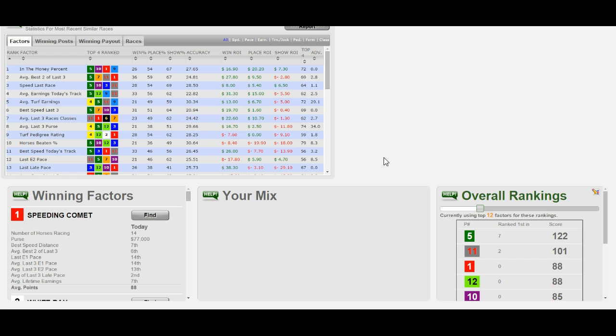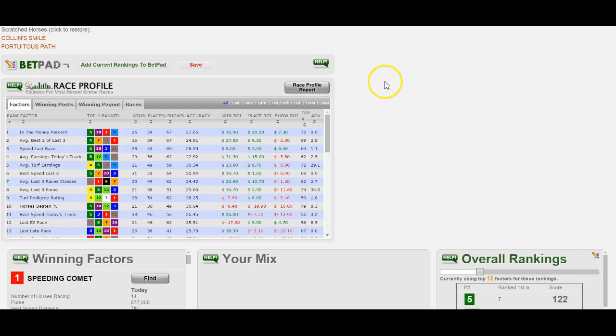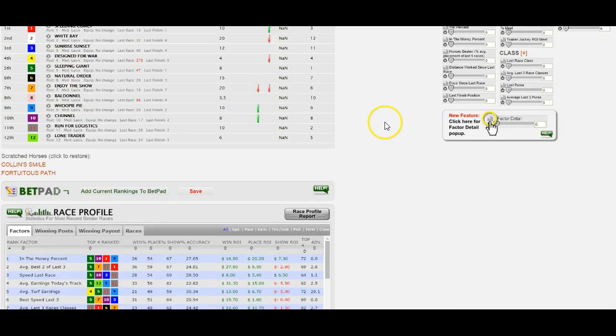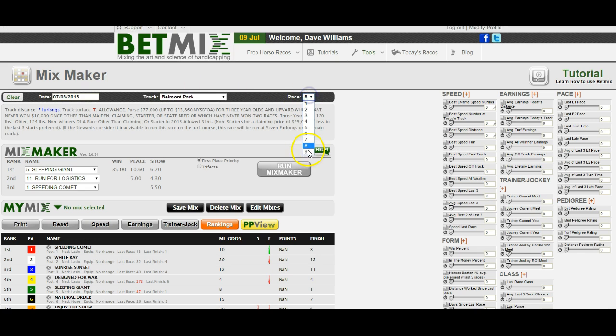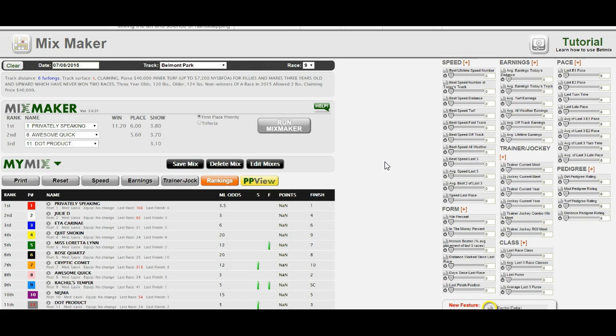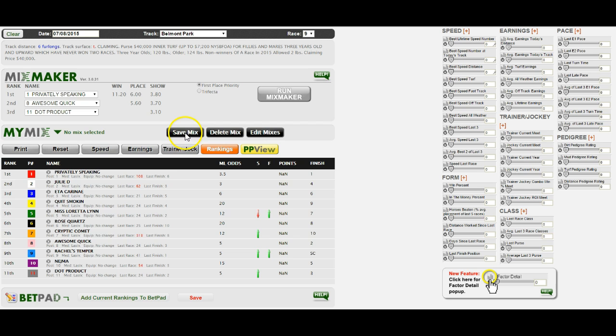So that's one way to look at this. Kind of go back and look at the mix maker results and then see where you feel the horses are ranked, and you can learn from this. You can say, well, this horse was clearly dominant. Let's find another race. We'll go to the 9th race, and we'll see that the 1, let's go ahead and scratch the 9.